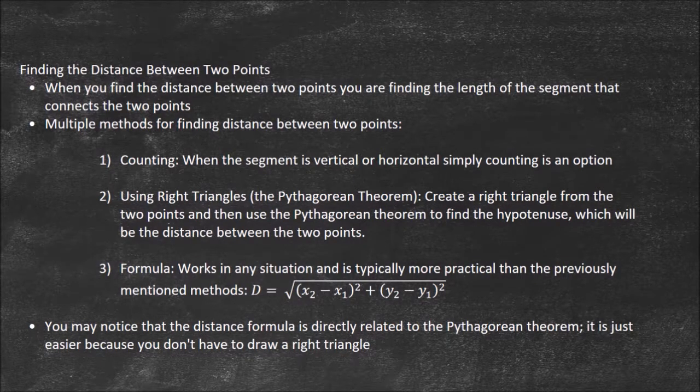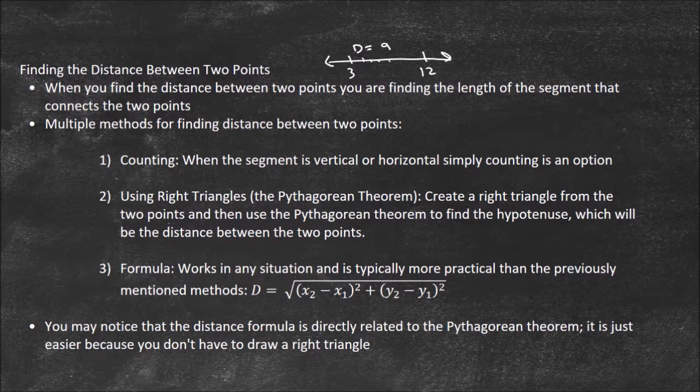The first one's obviously the easiest, and that's just counting. If a segment is vertical or horizontal, you could simply count the units to connect them. So if we had a number line, and we had 3 and 12, you could just count all the ticks on the number line, and you would end up with 9. That's really easy, and if we can do that, we want to do that. But the thing is, when we have more complex questions, we're not going to be able to do that.